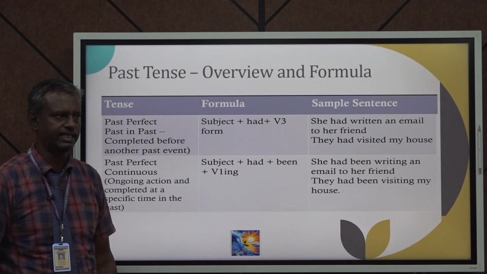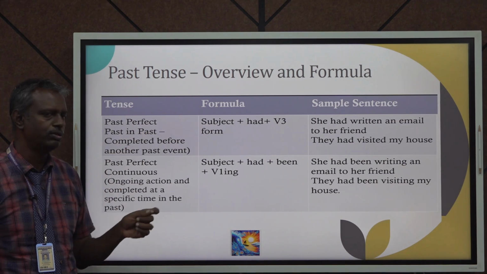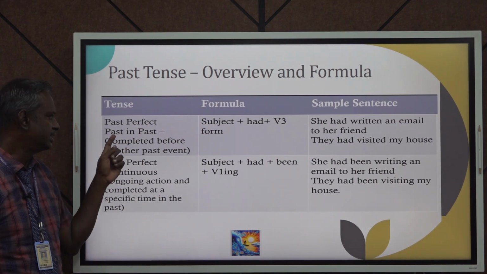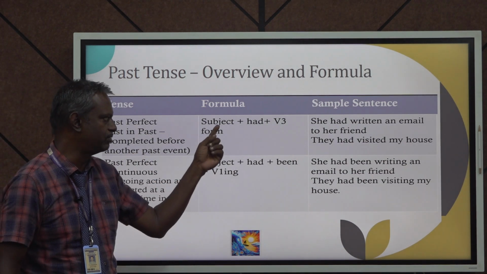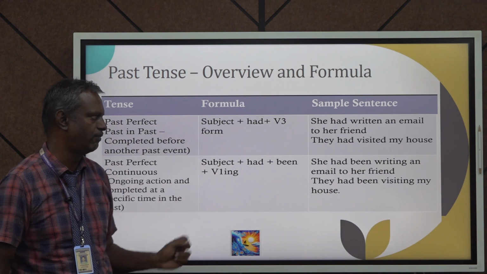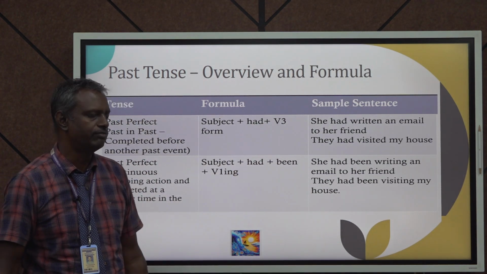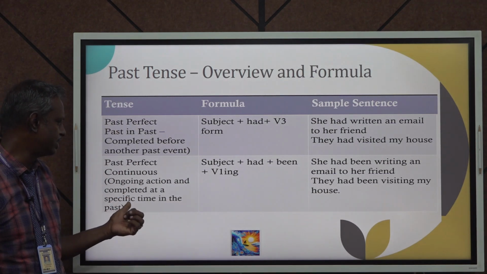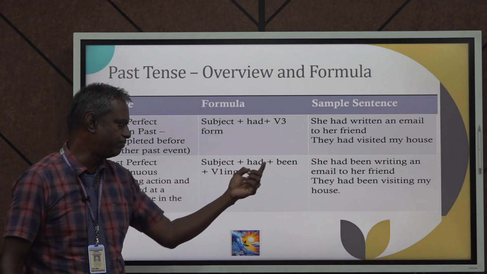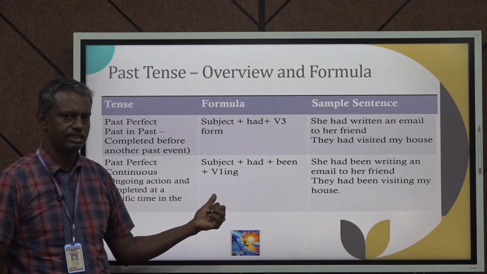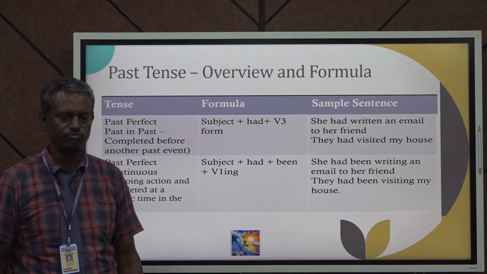Now we would move to the next tense, that is past perfect, which you use for an action completed before another past action. The form is subject plus had plus V3 form. For example, she had written an email to her friend. Now we would move to the next, the past perfect continuous: subject plus had plus been plus verb ing. For example, she had been writing an email to her friend.